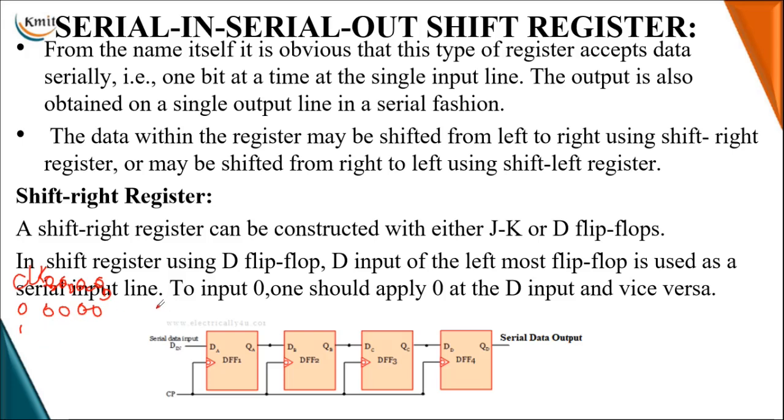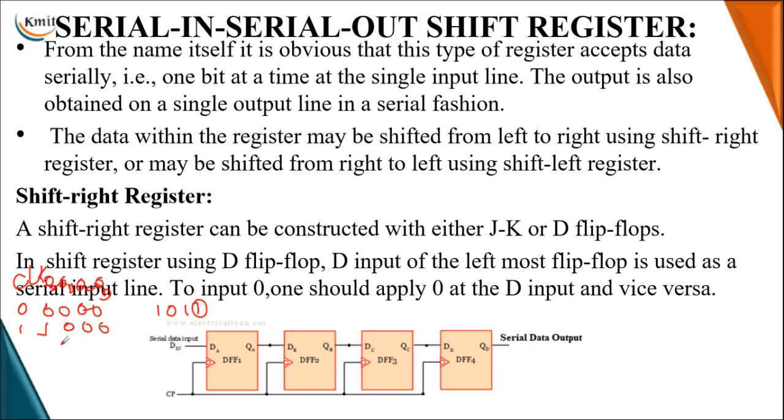So now let me take an example. I want to load the data 1011. In this 1011, the least significant bit is 1, so I will start with that. So 1 is loaded as a data input. Hence, immediately on the first clock pulse, flip-flop 1 changes its state from 0 to 1. The remaining will not change because the previous states are zeros.